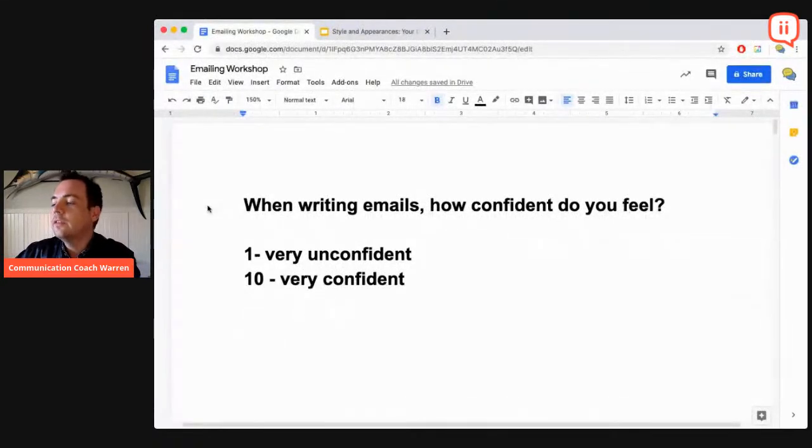So guys, this is going to be a really interesting workshop today, because we're going to work on maybe two emails, depending on how much time we have. However, remember, every day I'll be giving a workshop. If we don't complete all of our emails today, then we'll certainly pick up tomorrow.